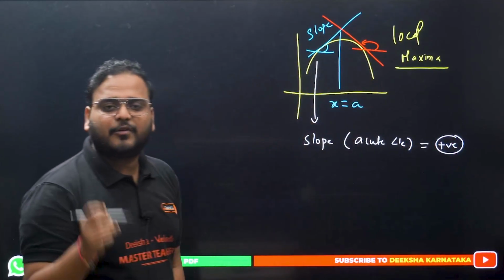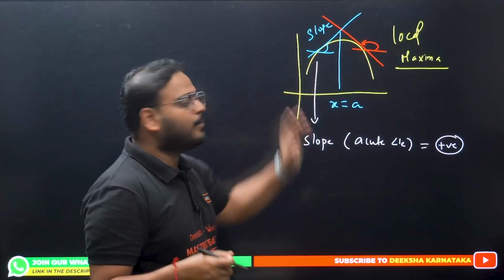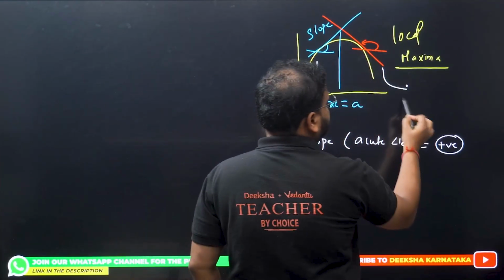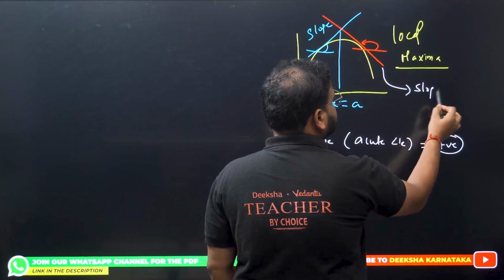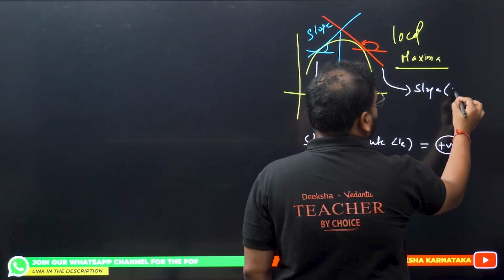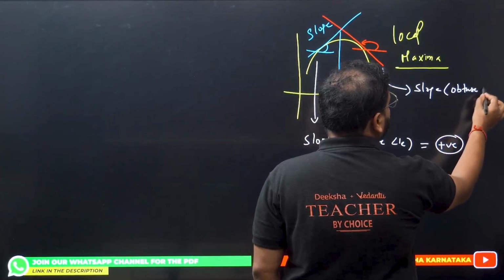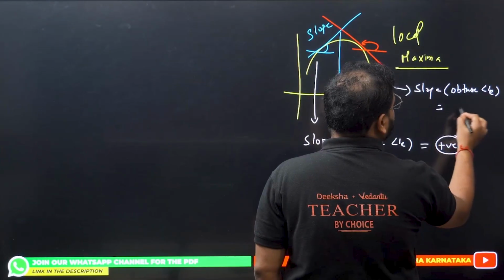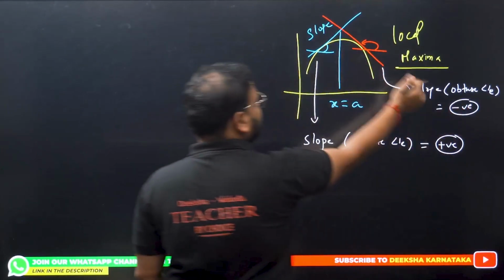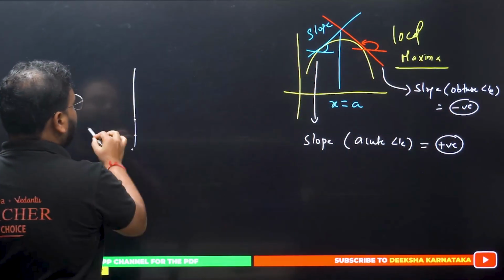Tan theta, right? Tan of an acute angle is positive. This is a positive slope. And for this part, what do you have? For this part you have the slope of an obtuse angle, and basically it's given as a negative value. This slope is negative.